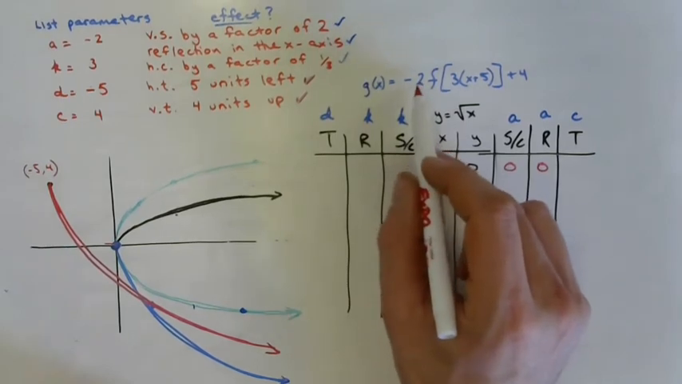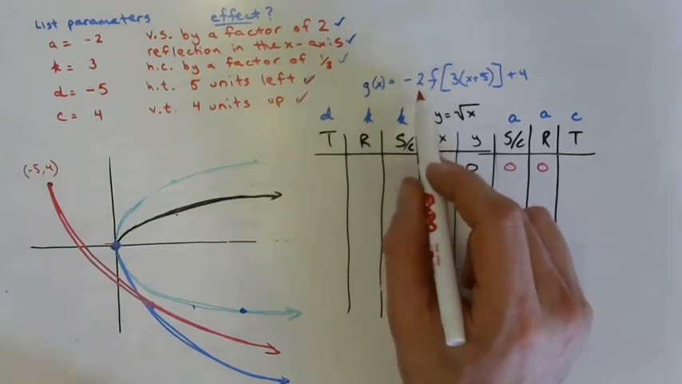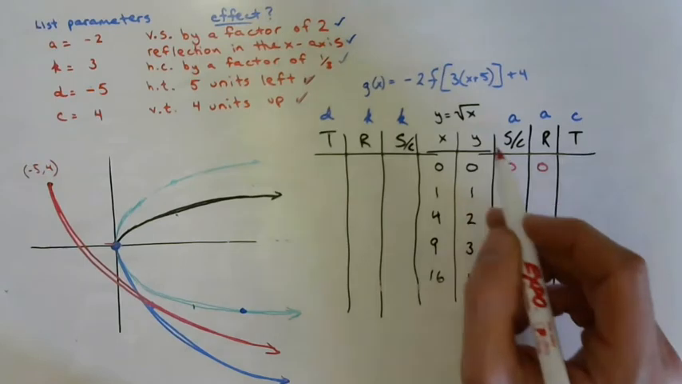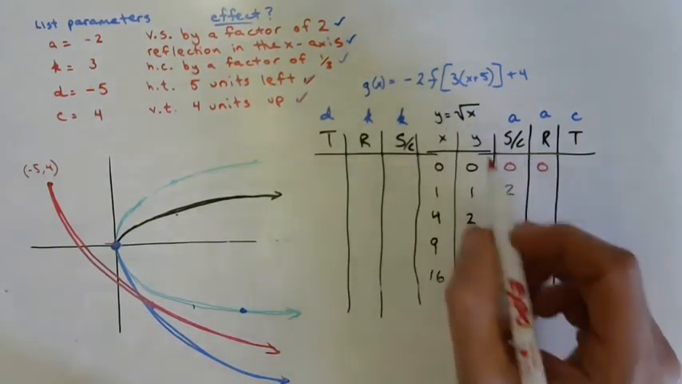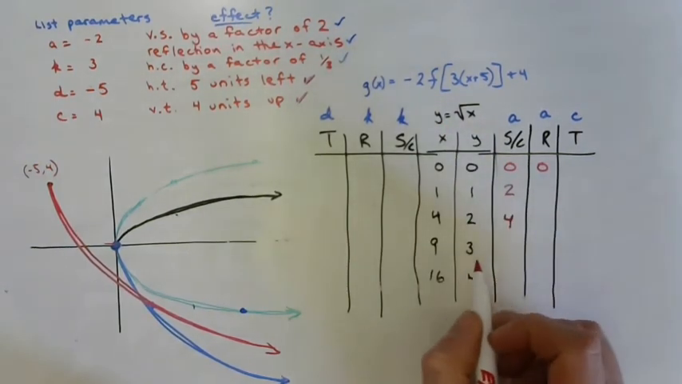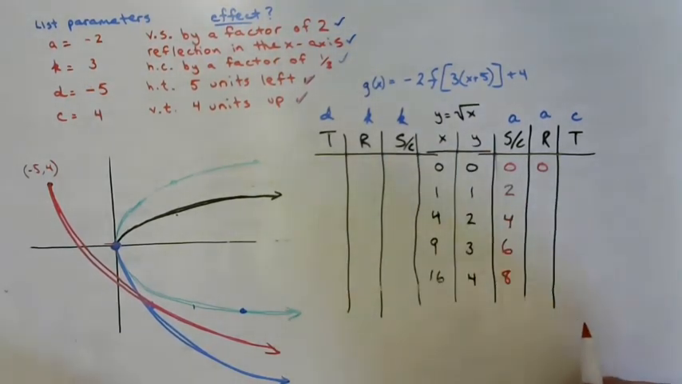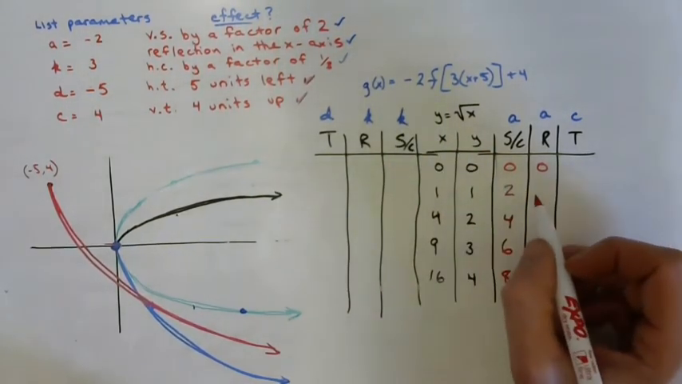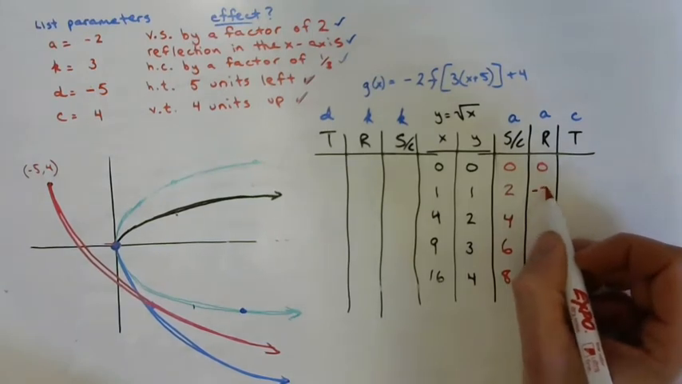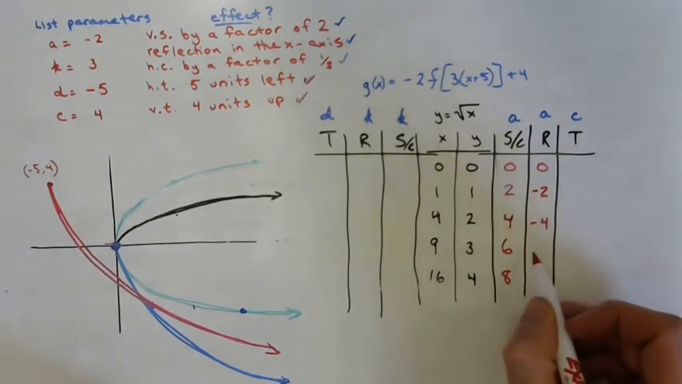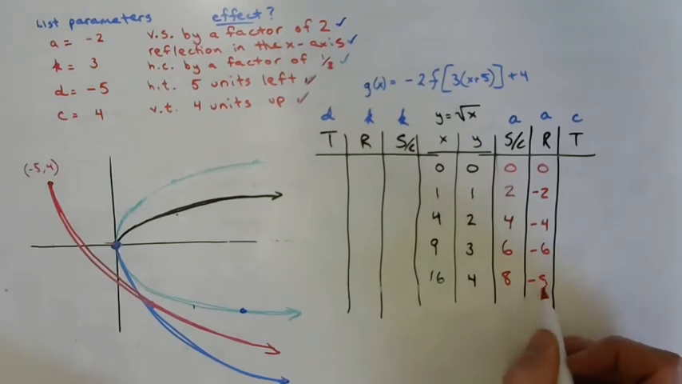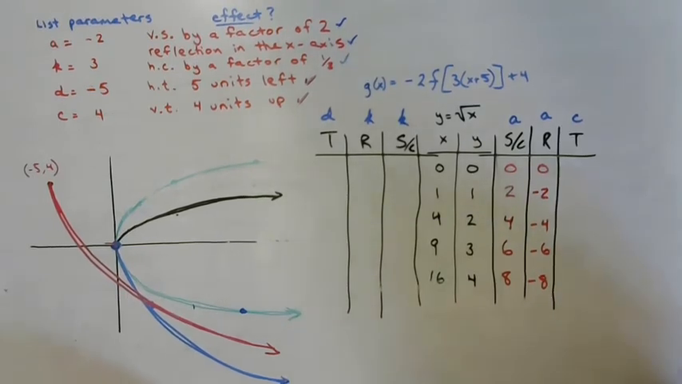Okay, vertical stretch. A is -2. So we have a stretch and we have a reflection. So we have 1 times 2, that's 2. 2 times 2, 4. 3 times 2, 6. 4 times 2, 8. There is a negative sign, so there's a reflection in the x-axis. My 2 becomes -2. 4 becomes -4. 6 becomes -6. 8 becomes -8.